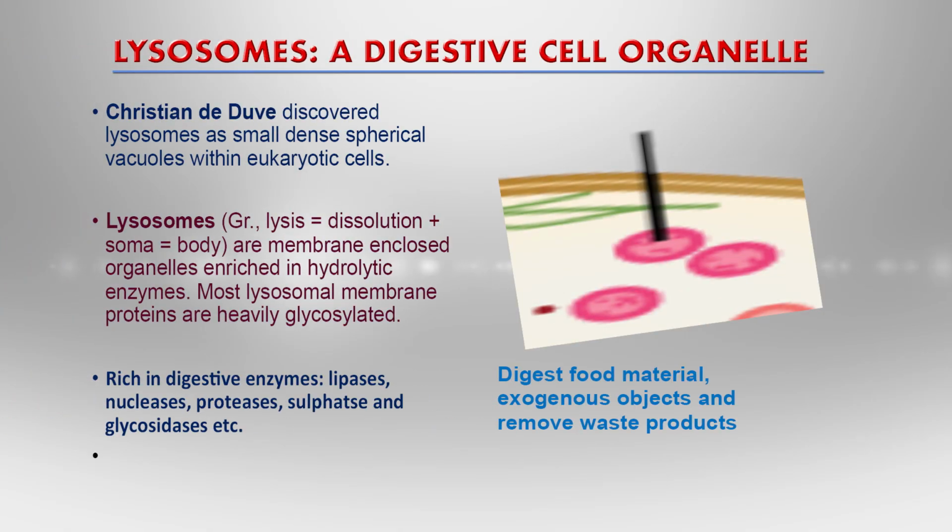Now, let us understand the structure and function of lysosomes. Lysosomes are eukaryotic cell organelles. They are called digestive cell organelles because they have hydrolytic enzymes which degrade proteins and DNA. Christian de Duve discovered lysosomes as small, dense, spherical vacuoles within the eukaryotic cell.